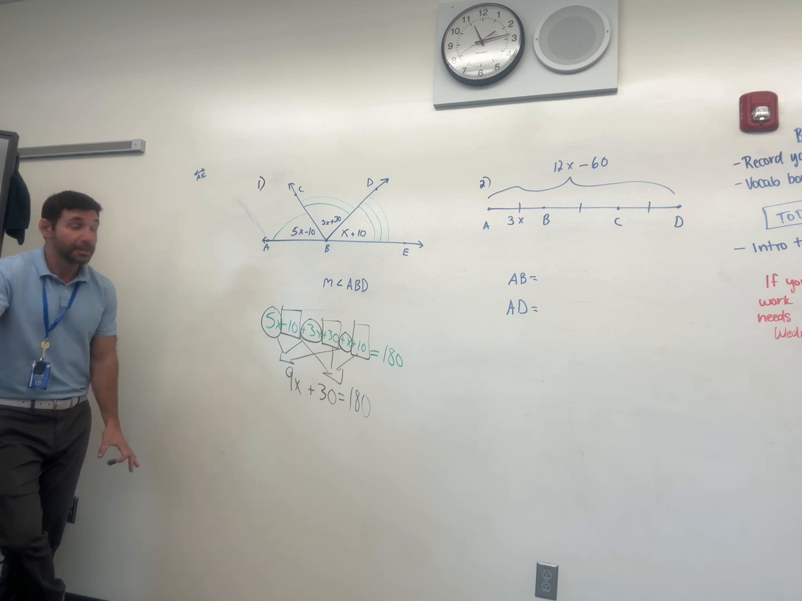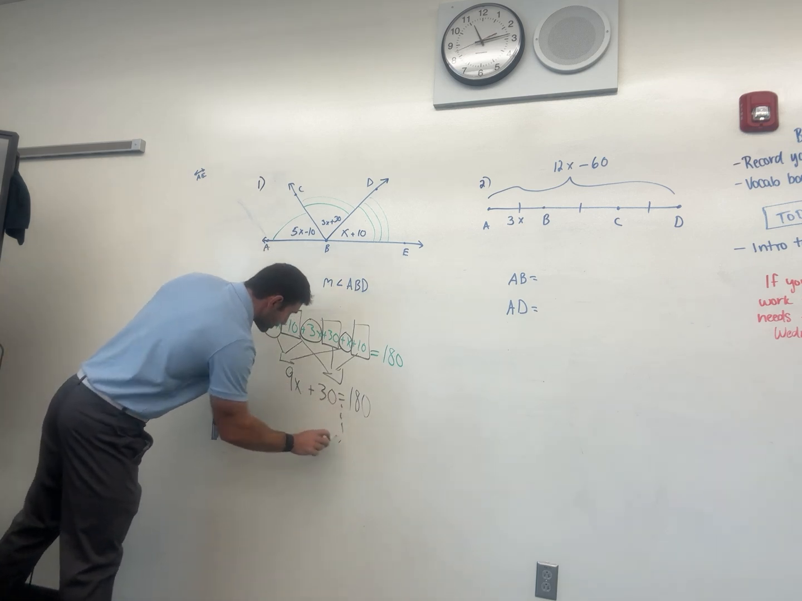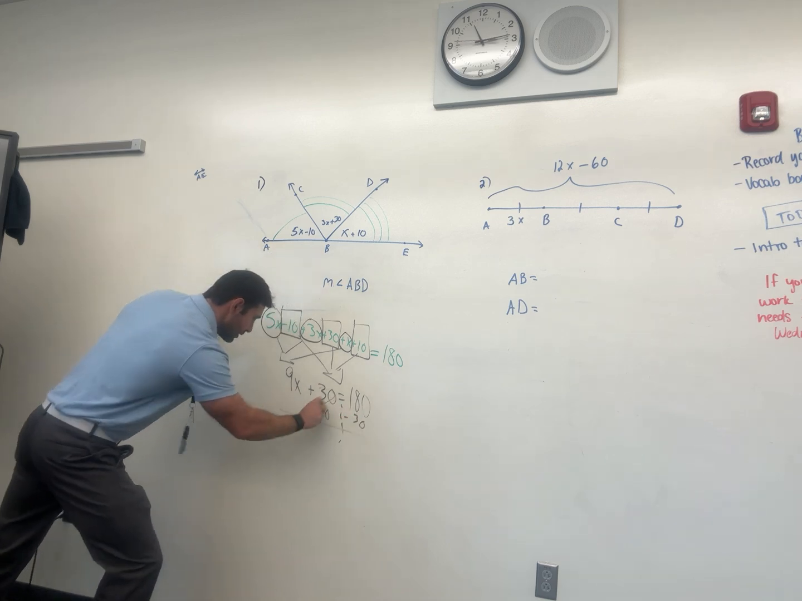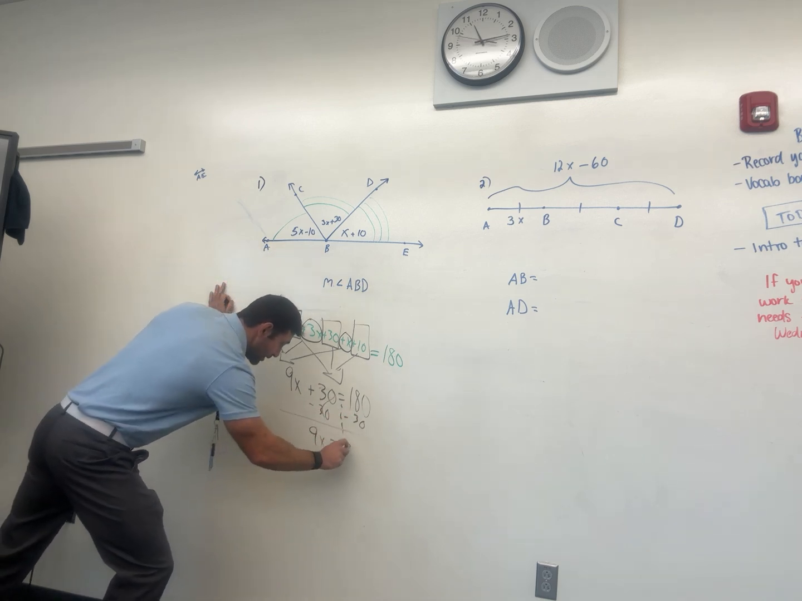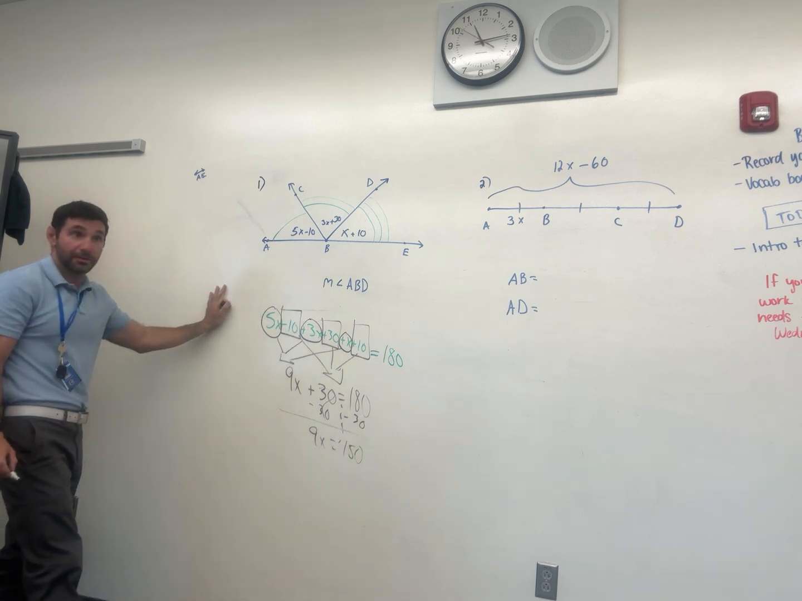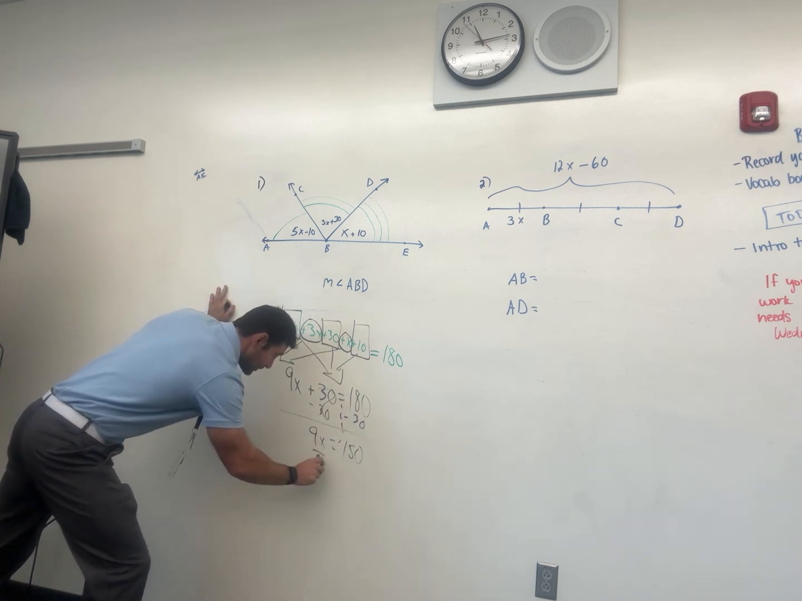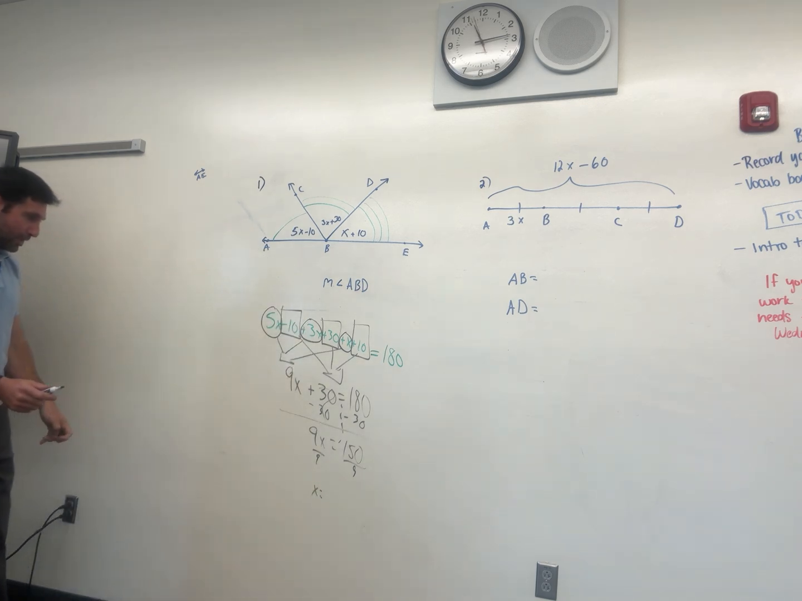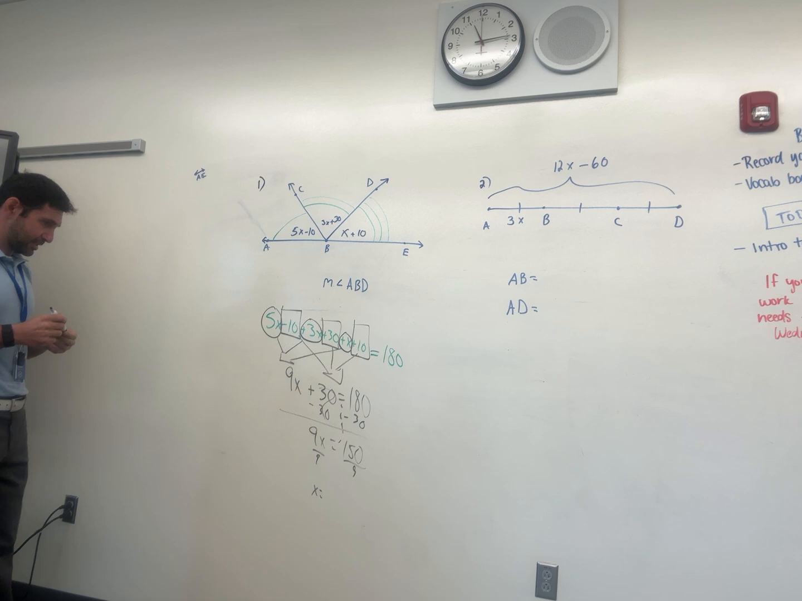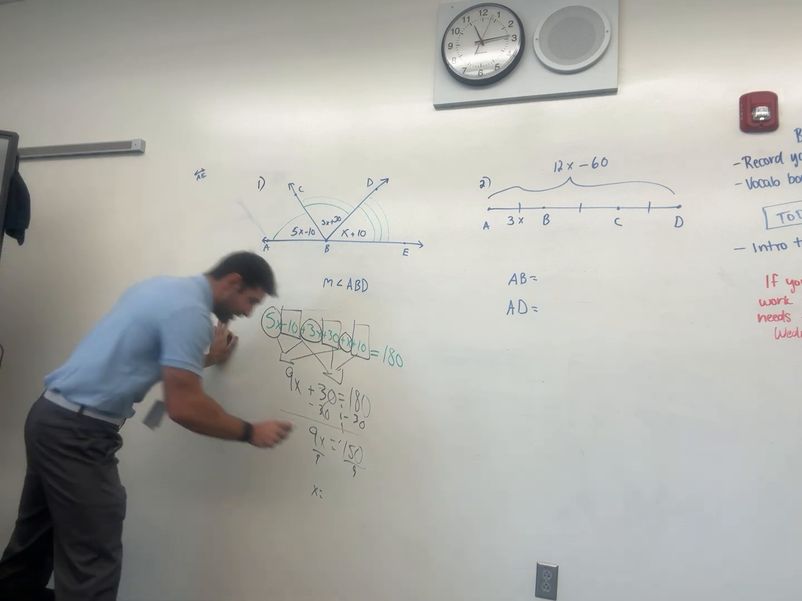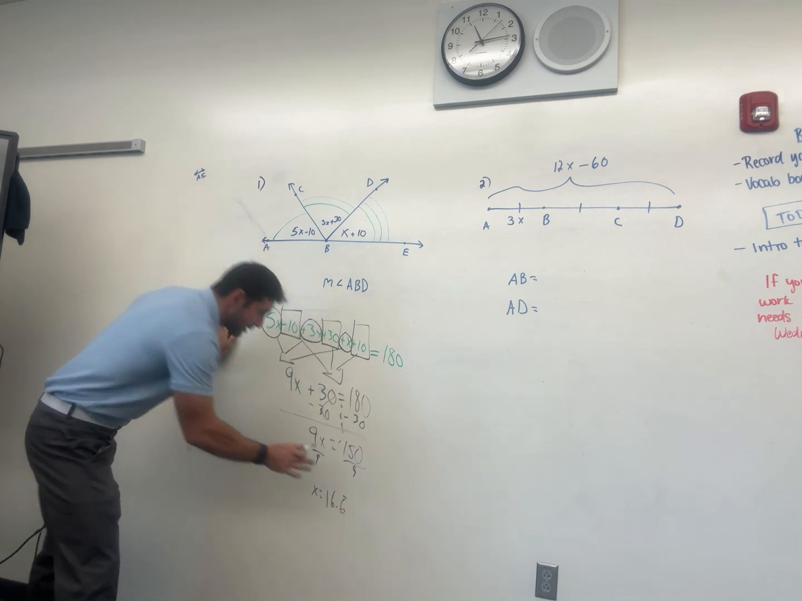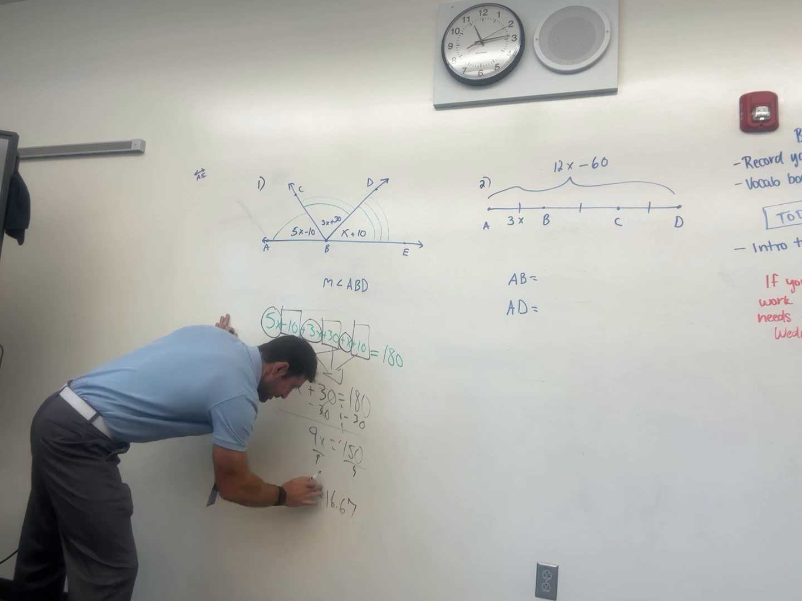Questions? So now, Mr. H, you did this wrong. It should have been a negative 30. Subtract 30 from both sides. That leaves me with 9x equals 150. Divide by 9. X then equals, somebody with a calculator, 16.6 repeating. Let's round it to 16.67.